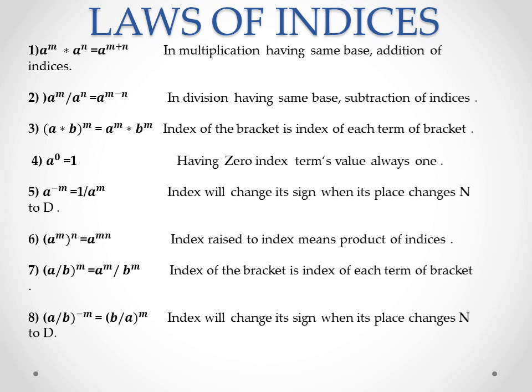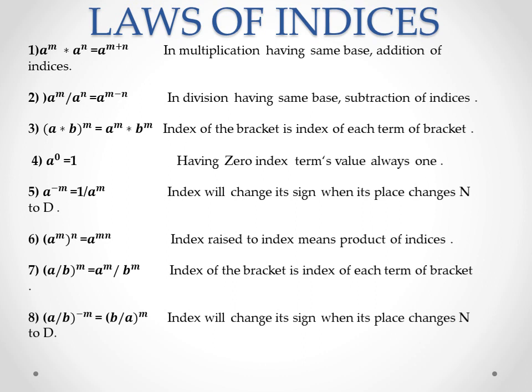Now the third one is a multiplied by b, raised to m. Then it is a raised to m multiplied by b raised to m. The index of the bracket is the index of each term of the bracket. Means the outer index is given to each inner term of the bracket. The fourth rule is a raised to 0 equal to 1. Means any number with index 0, its value is always 1. The fifth rule is a raised to minus m equal to 1 upon a raised to m. The index will change its sign when its place changes.